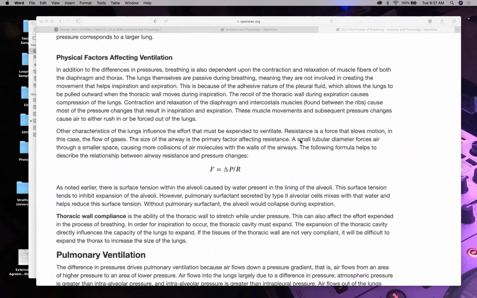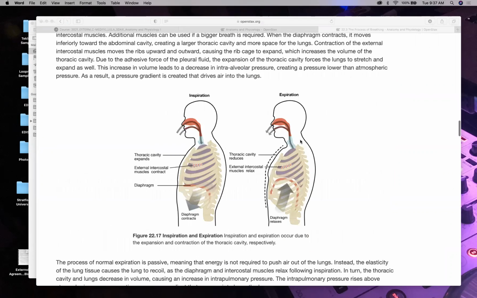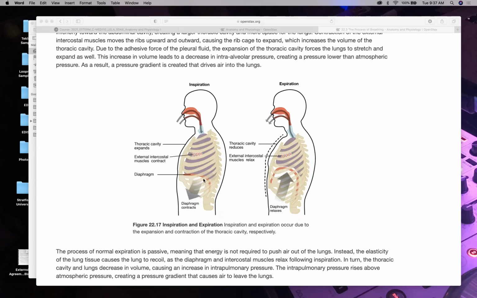So you don't have to memorize numbers for my exam, but you have to have the concept of what happens when you inhale and what happens when you exhale. When you inhale, the diaphragm goes down, the intercostal muscles move your chest cavity up and out, increasing the volume and decreasing the pressure to a negative pressure. So you go from positive atmospheric pressure to a negative pulmonary pressure, and now the air will go in.